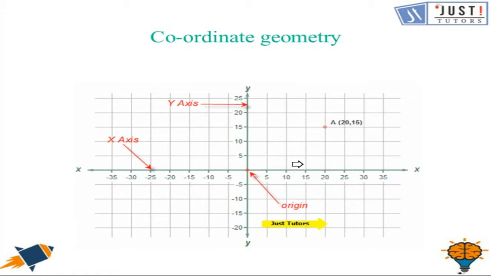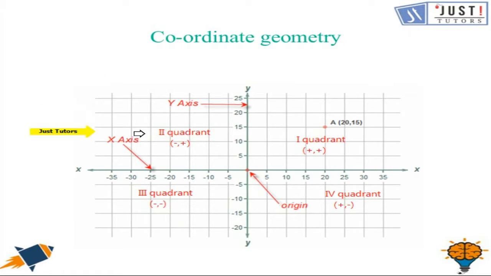In the first quadrant, both x and y are positive. In the second quadrant, x is negative and y is positive. In the third quadrant, x and y both are negative, and in the fourth quadrant, x is positive and y is negative, as we have written here.